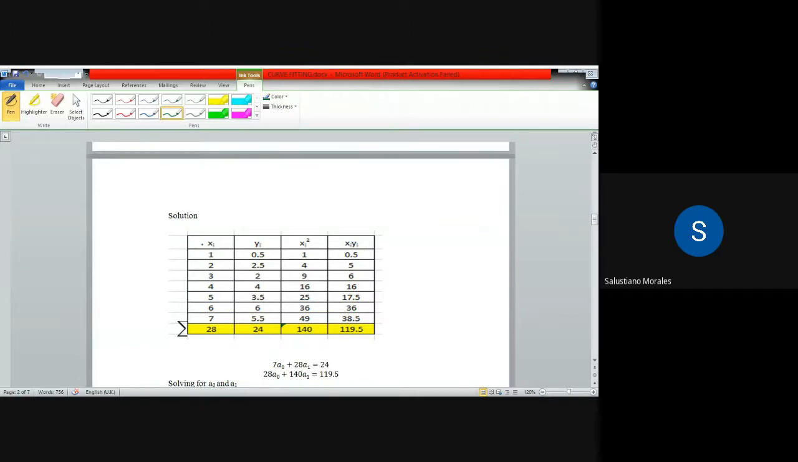So for the first column, we consider the values of x. Second column is the values of y. Third column is the square of the values of x. And the last column is the product of x and y. So we copy the values of x. So we have 1, 2, 3, 4, 5, 6, 7. And if we add all of this, we come out a value of 28. So 28 yan. And if you add also all the values of y sub i, we have 24.